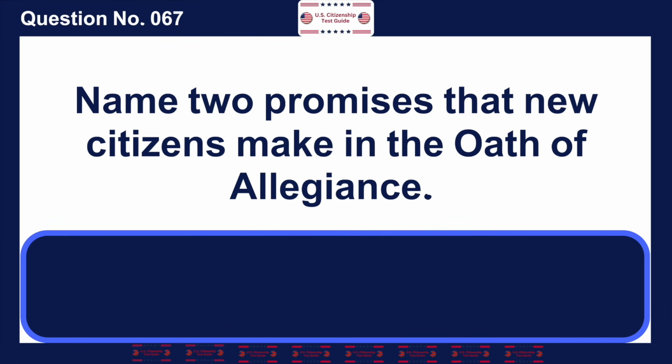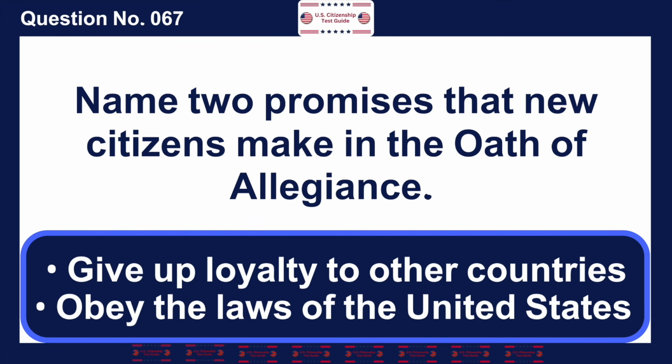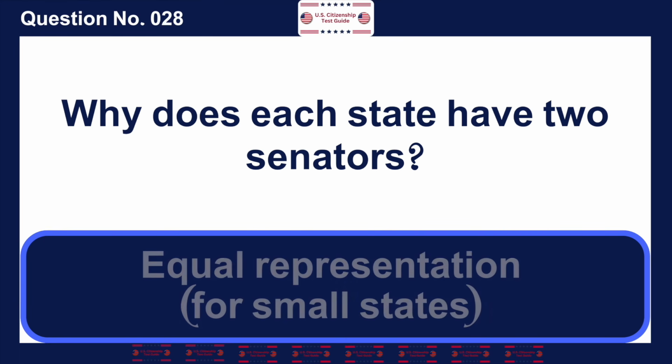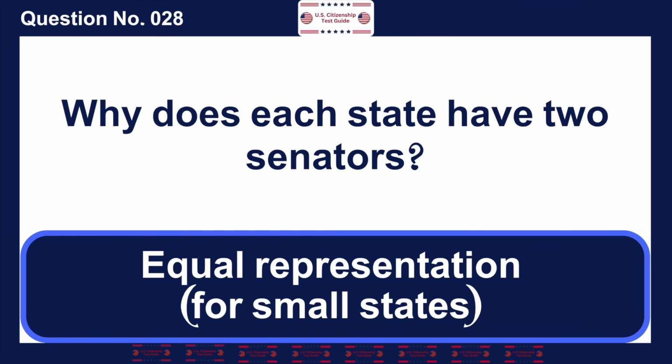Name two promises that new citizens make in the Oath of Allegiance. Give up loyalty to other countries. Obey the laws of the United States. Why does each state have 2 senators? Equal representation for small states.